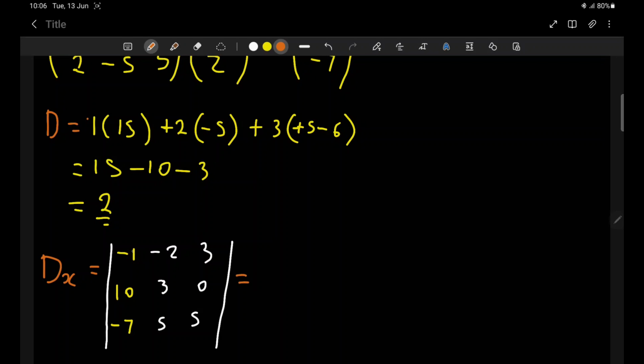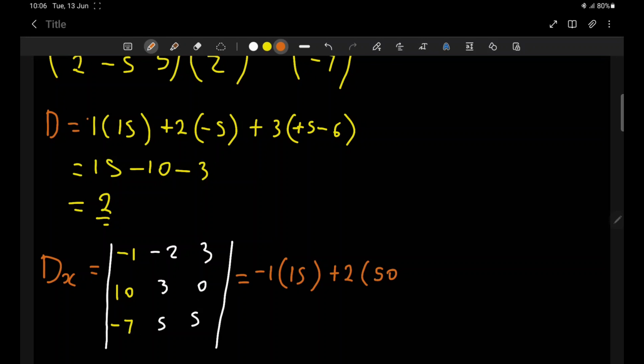So we hold -1 and the row there. So we'll have a -1 multiplying with 3 by 5, that is 15. 5 by 0 is still 0. So this is a negative here, so we'll have a +2 multiplying with, so we hold this column and this row. So 10 by 5 is 50.